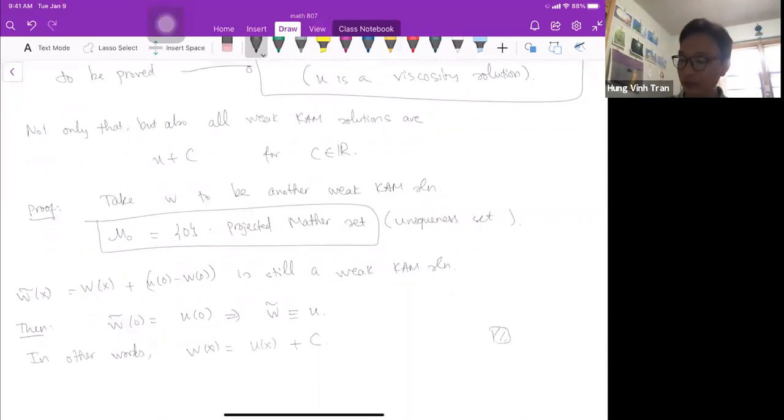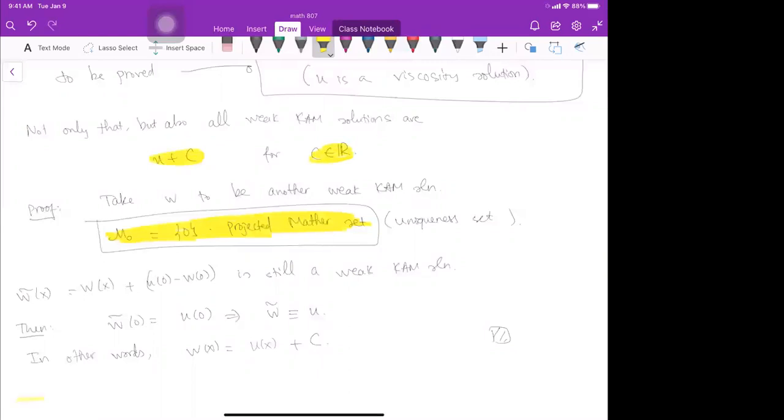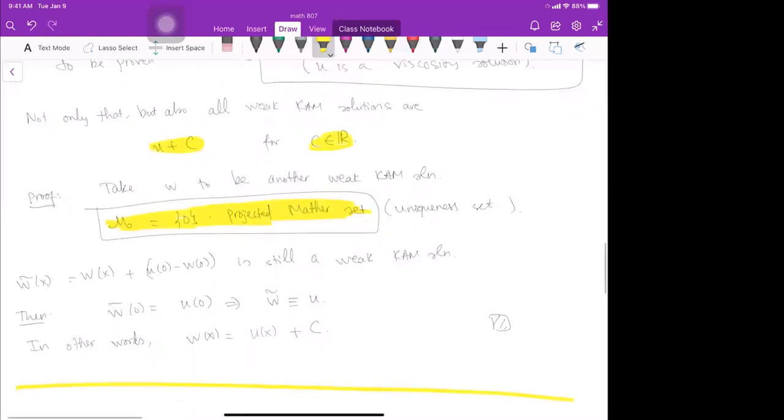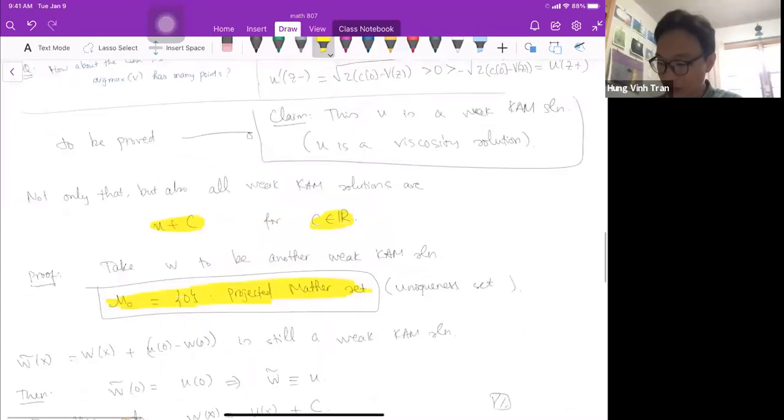Yeah, so what is really remarkable and beautiful is that when the projected matter set is only 1 point, then every Wickham solution has to be described in this family. Essentially, you have uniqueness here, up to an additive constant. Any question for me here, or any point you want to discuss before I move on to the last part, which is actually the most important part?